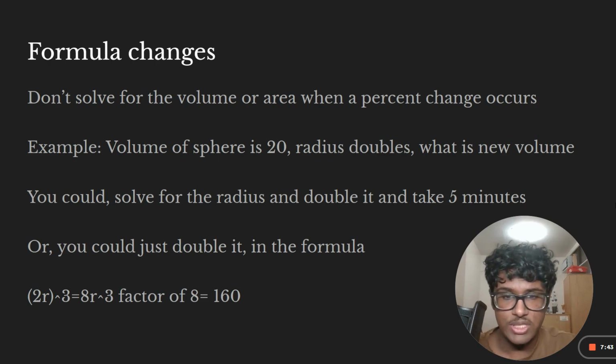So I don't actually need to solve for the radius. I just need to know how it interacted with the whole equation, right? Because all I did is cube it and it turns into 8. So the volume of the new sphere where the radius has doubled is just 20 times 8. It's literally that simple, right? You don't have to focus on doing any of these complex things and solving for things.